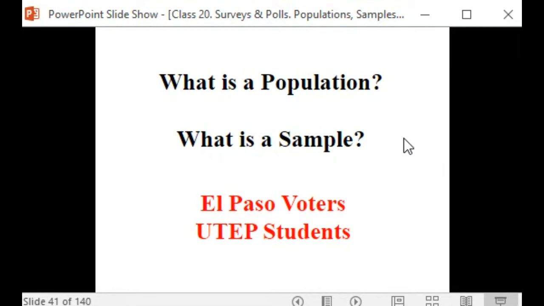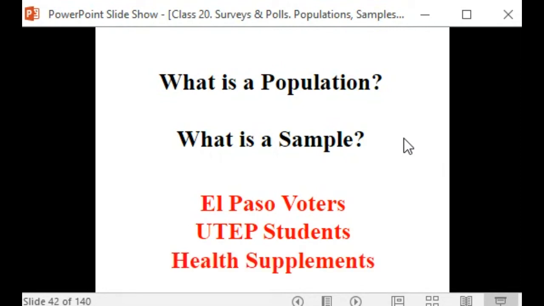So when a sample resembles the population it comes from, we say it is a representative sample. When it does not exactly resemble or is special in certain ways that set it apart from the population, we say the sample is a non-representative sample or unrepresentative sample. My statistics class is not a representative sample of UTEP students.